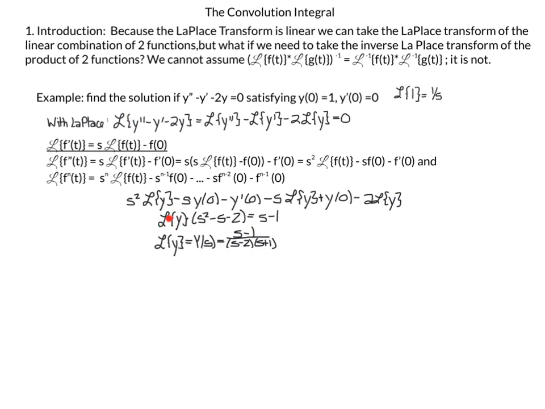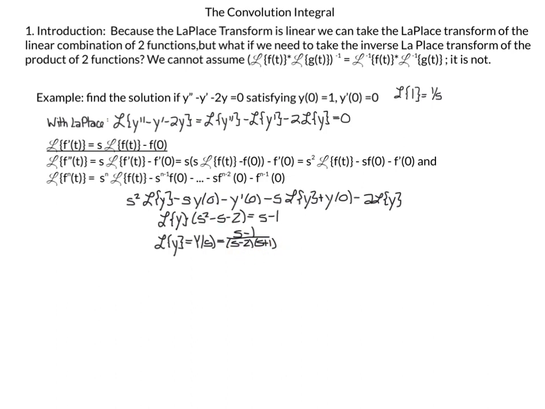We group our L of y together, and we have our s squared term, our minus s, and our minus 2. On the other side, y of 0 is equal to 1, so we have a positive s. And y prime of 0 is equal to 0, so that goes away. Then we have minus y of 0, so that's minus 1 over here, and we put it on the other side. So what we get is L of y, which we convert to Y of s, our Laplace transform, is equal to s minus 1 over (s minus 2)(s plus 1).